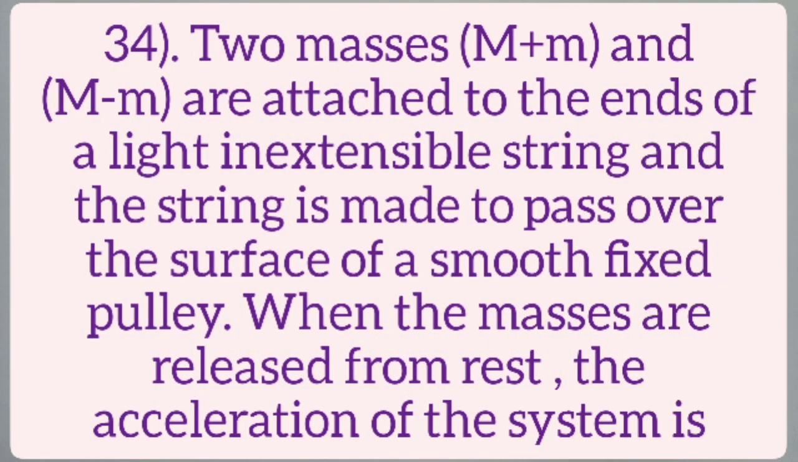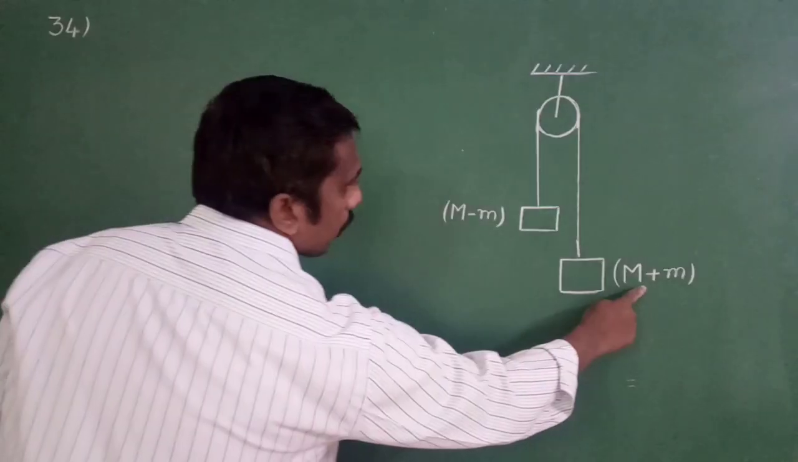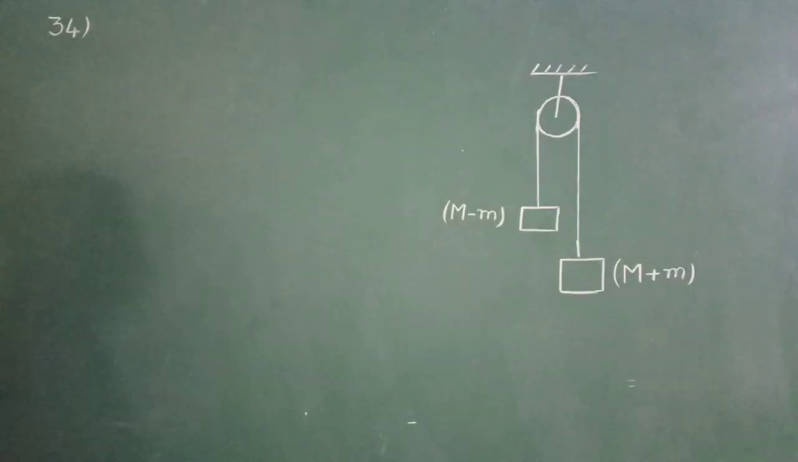Thirty-fourth problem. Two masses, capital M plus small m and capital M minus small m, are attached to the ends of a light inextensible string, and the string is made to pass over the surface of a smooth fixed pulley. When the masses are released from rest, the acceleration of the system is. In this problem, two blocks of mass (M plus m) and (M minus m) are attached to the ends of a light inextensible string and passed over the pulley. Find the acceleration of the system.